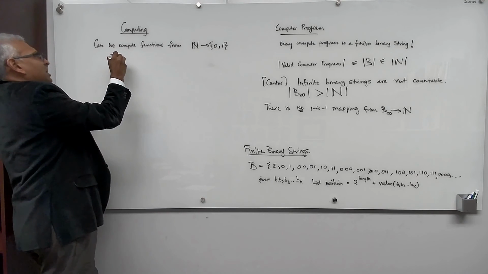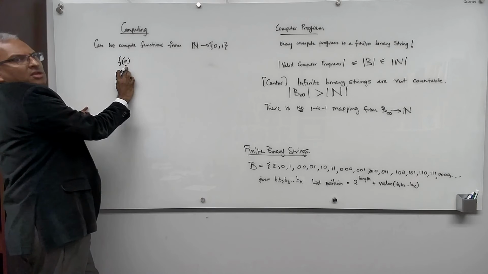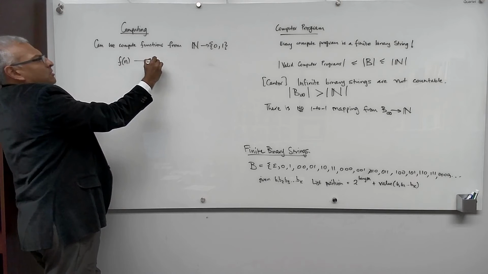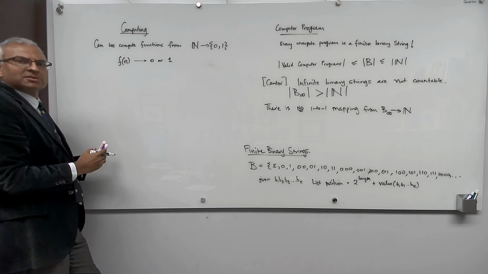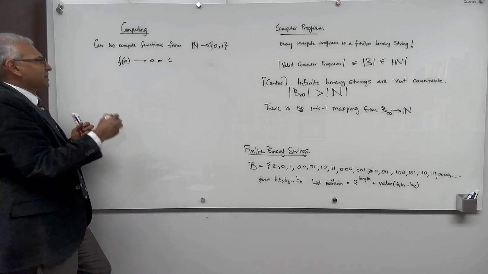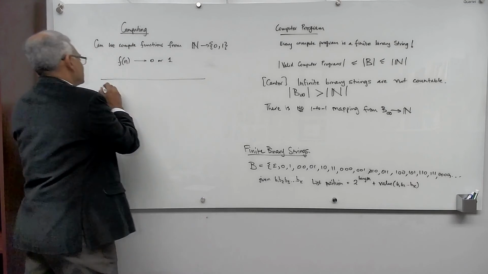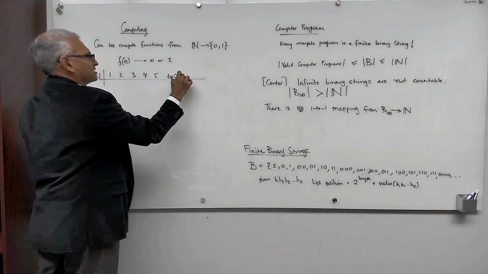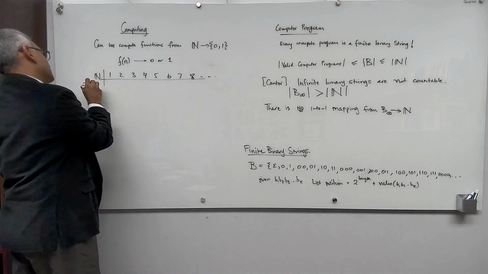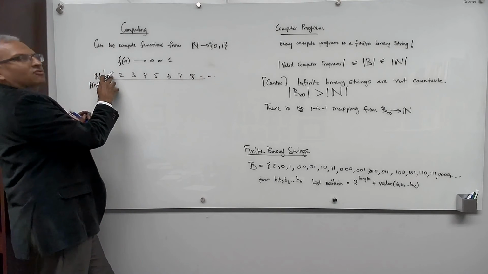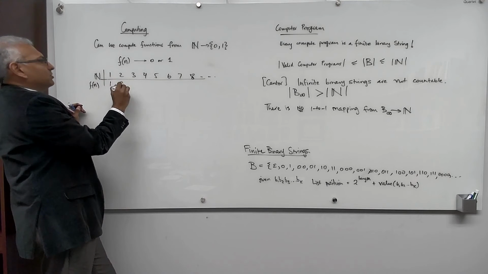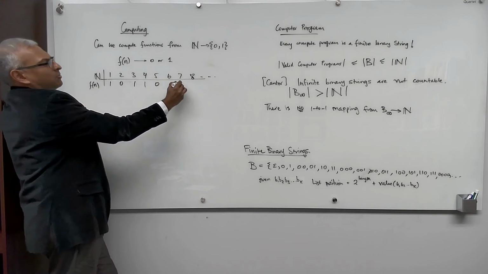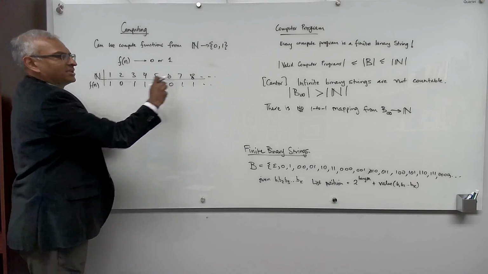So you can think of the function f of n. It takes as input a natural number n and outputs either 0 or 1. So it's a binary function. Let's look at what such a binary function looks like. If I list my natural numbers, 1, 2, 3, 4, 5, 6, 7, 8, and so on, now I can compute f of n. So f of 1, what is it? Maybe 1. What is f of 2? Maybe 0. What is f of 3? Maybe 7. Oh, sorry, it's a binary function. Maybe 1, 1, 0, 0, 1, 1, and so on. So what this says is f of 8 is 1.